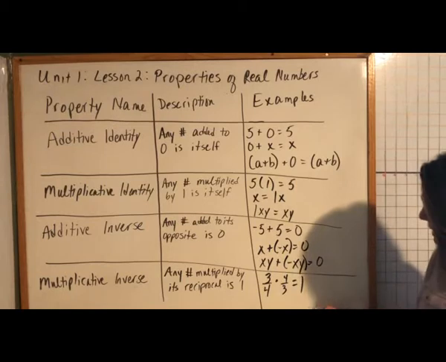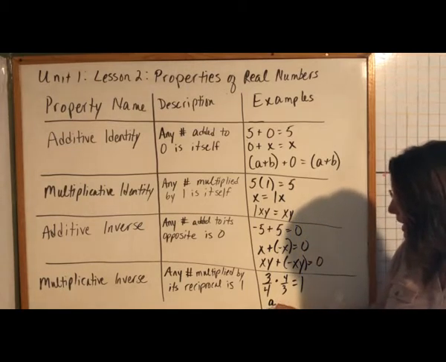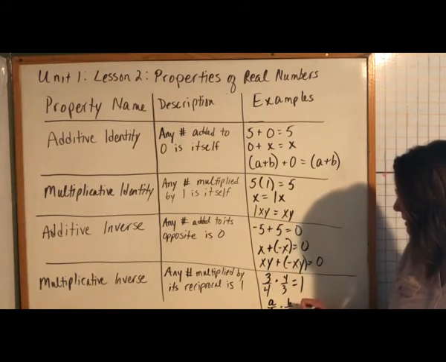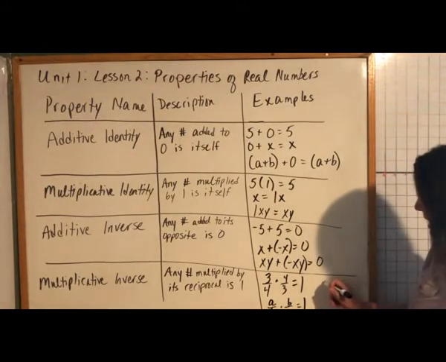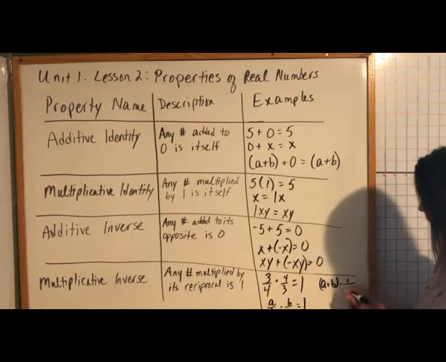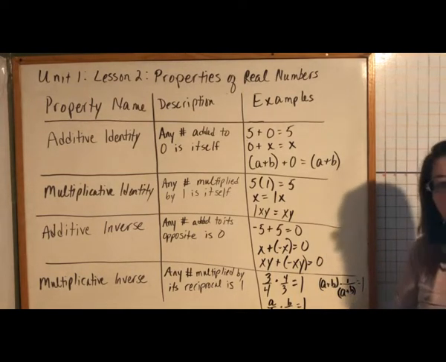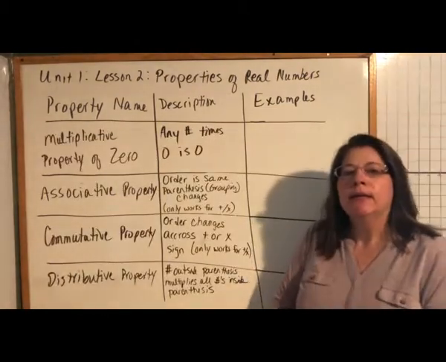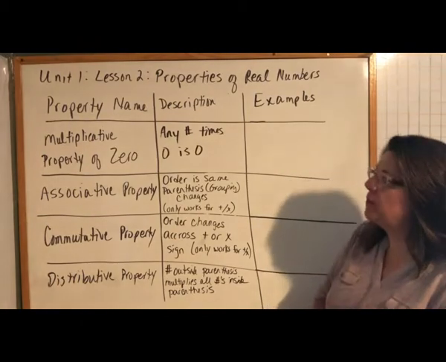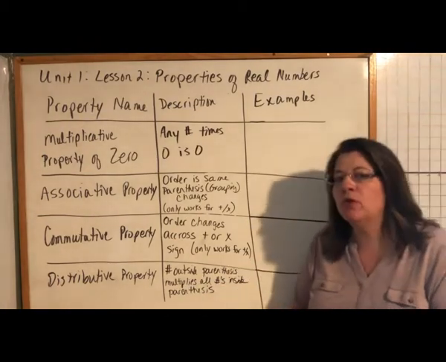You could have something like that in variables. We could say a over b times b over a is equal to 1. It could be more complicated than that. We could say a plus b times 1 over a plus b equals 1. Those are all examples of the multiplicative inverse property. I have the next 4 properties up, so at this point I want you to pause the video.